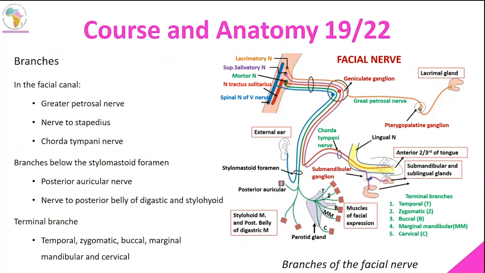There's also a posterior auricular nerve which supplies the occipital belly of the occipitofrontalis and auricular muscles. We have the nerve to the posterior belly of the digastric and stylohyoid muscles, which are accessory muscles of mastication, if I can say.